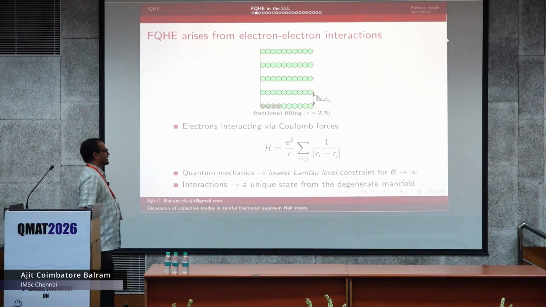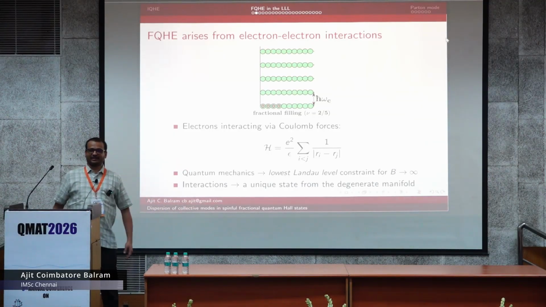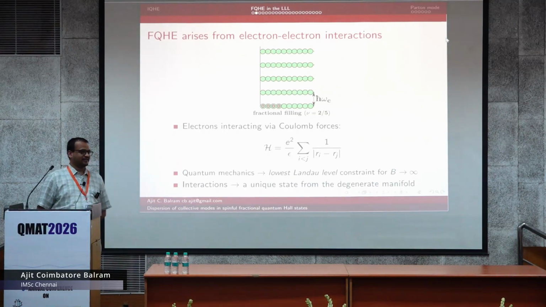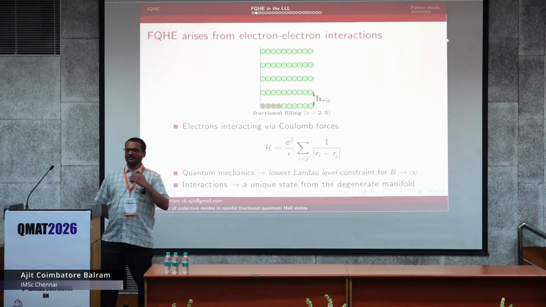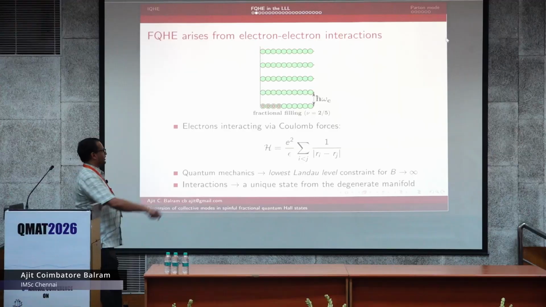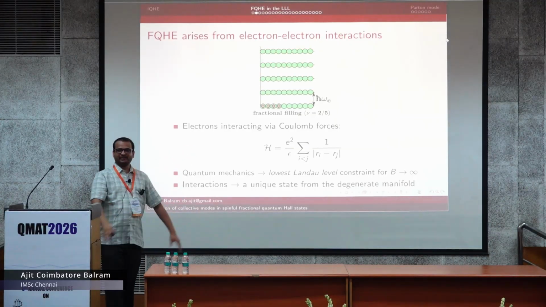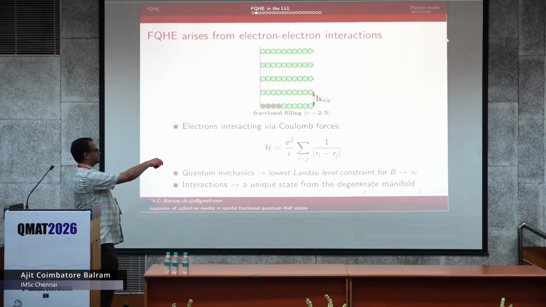What you can do is take the cyclotron frequency. In two dimensions, if you put electrons in a magnetic field, they form Landau levels, and the Landau level spacing is determined by ħω_c. So what you can do is take the limit where the mass goes to 0 or the B field goes to infinity. Then all these higher Landau levels become completely irrelevant. They are projected out of the problem. And then you have a partial occupation of the lowest Landau level.